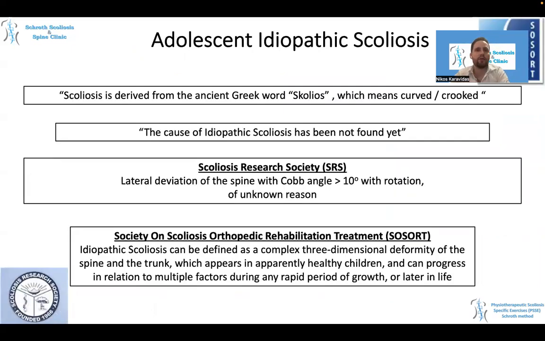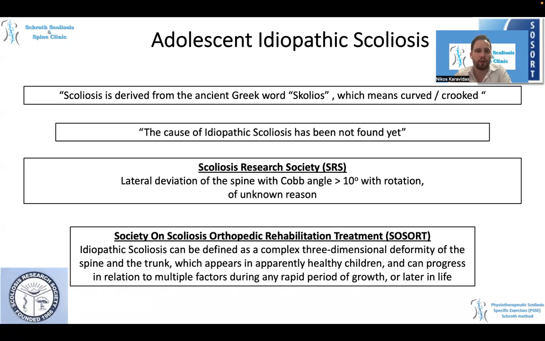Now, let's take a look at adolescent idiopathic scoliosis. The word scoliosis actually comes from the ancient Greek word skolios, which means crooked or curved. And although many works have been done in the past to identify the cause of idiopathic scoliosis, it has not been found yet. So this is why it is still called idiopathic.